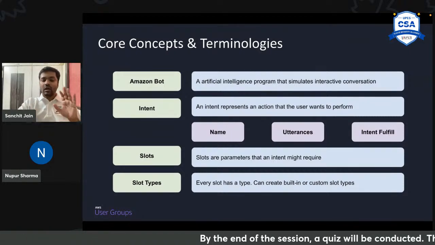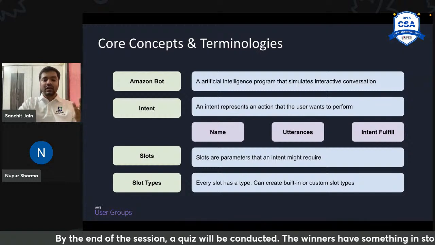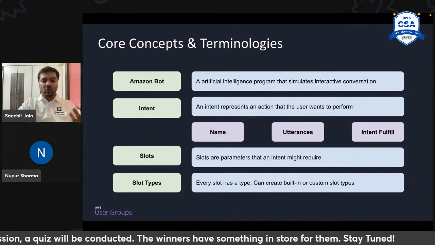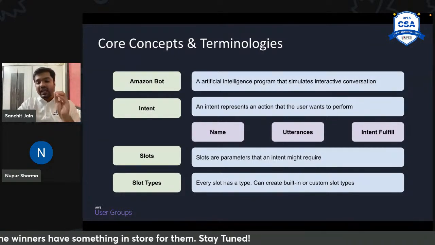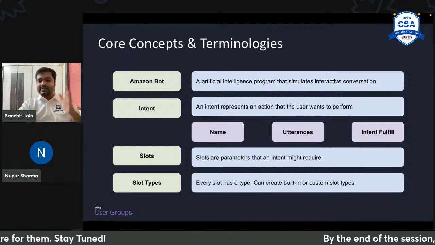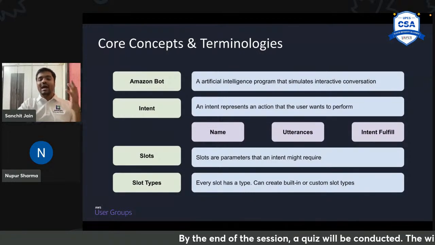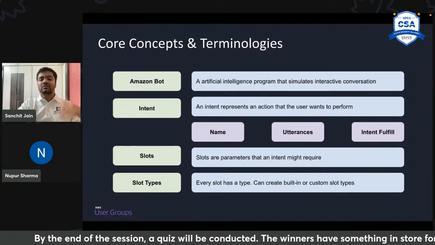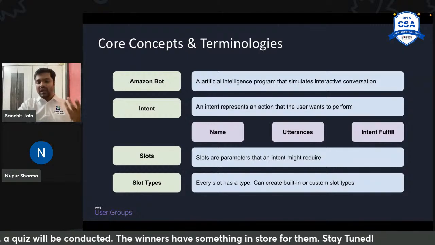So do remember, the Amazon bot is an intelligent platform which helps to interact with humans in the form of conversation. Intent is any goal which a human wants to achieve, and for that they are creating this bot. There you will see name, utterances, and intent fulfillment as part of the intent. Then there is a slot, like a parameter which helps the user perform the action, and slot type, which is nothing but the parameter type, which defines whether this parameter is a name, number, address, or any custom defined type.